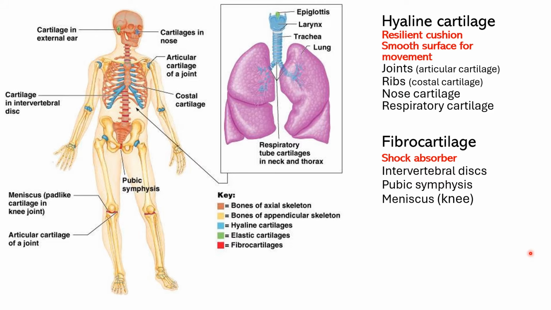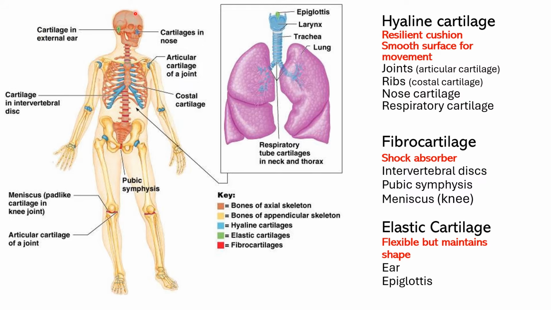Alright, the last, most rare type of cartilage is elastic cartilage. Elastic cartilage is flexible, but it also maintains its shape. So we find it in our external ear, so if you bend down the top of your earlobe, it snaps back. That's because it's elastic cartilage.